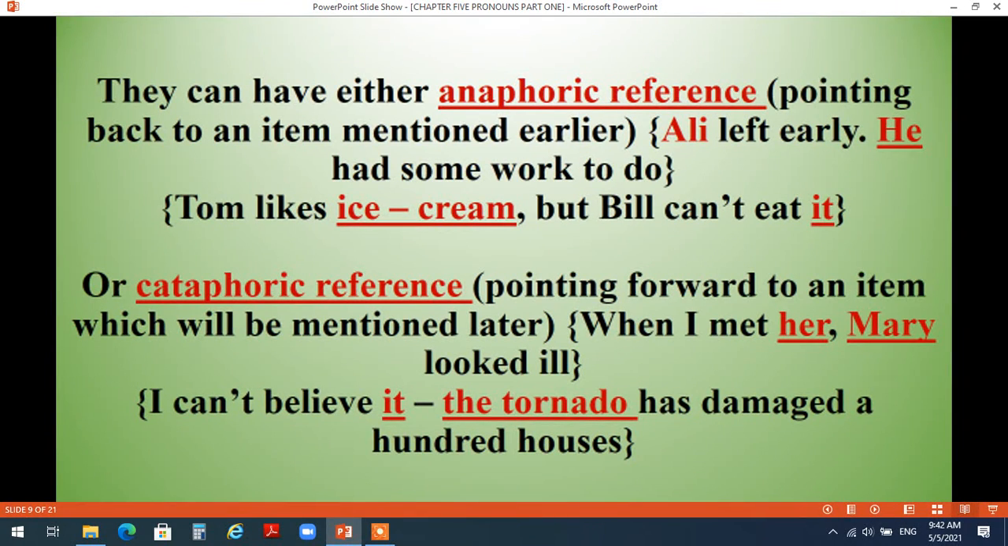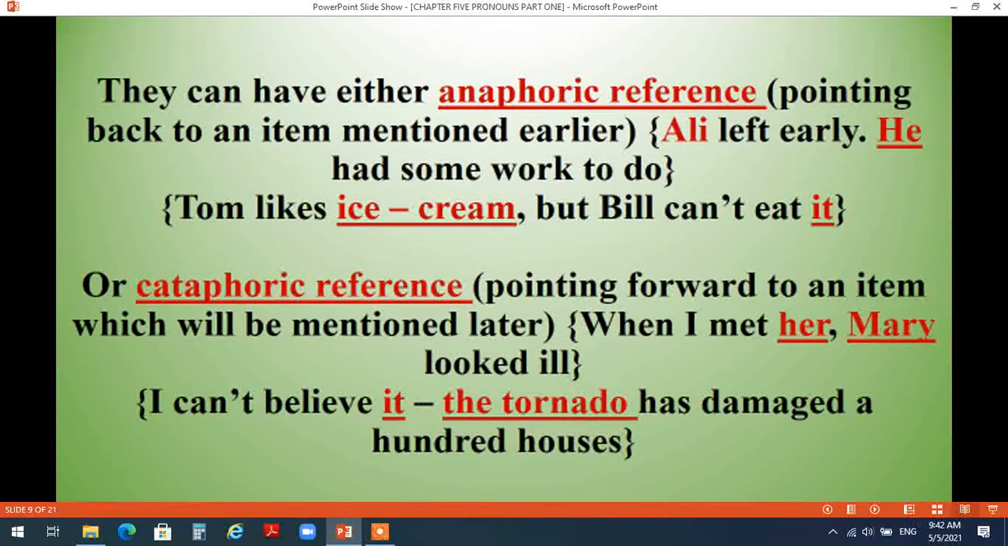Also, regarding the personal pronouns and regarding their reference, they can either have anaphoric reference. What do you mean by anaphoric reference? We mean that it points back to an item mentioned earlier. يعني when we have anaphoric reference يكون بالجملة لدينا نبدأ بالاسم ثم يتلوه الضمير الذي يعود على ذلك الاسم أو الذي نستخدمه للتعويض عن ذلك الاسم. This is called anaphoric reference.